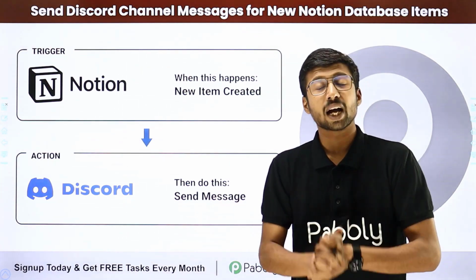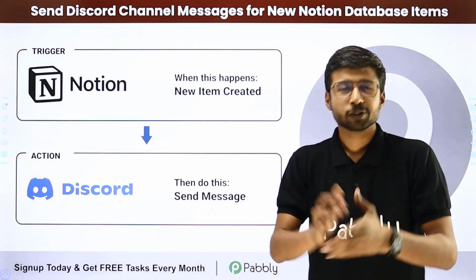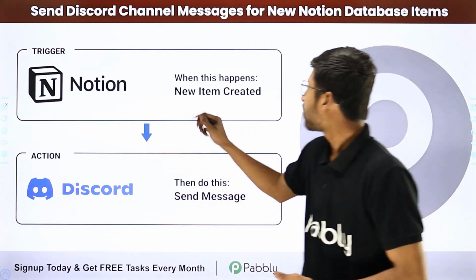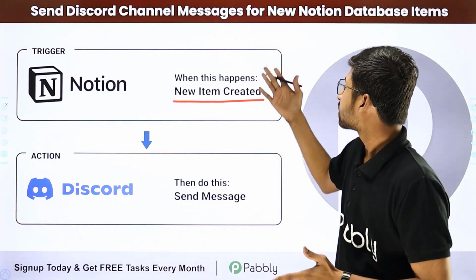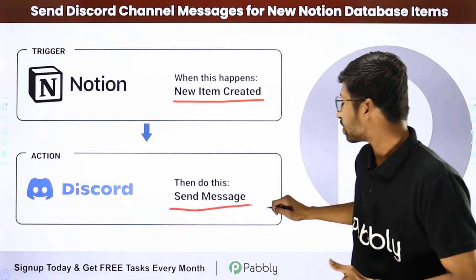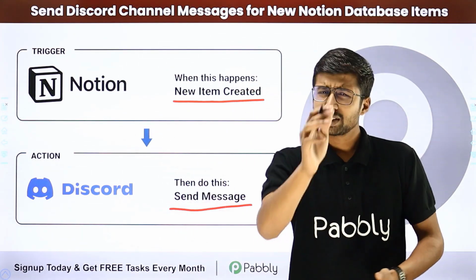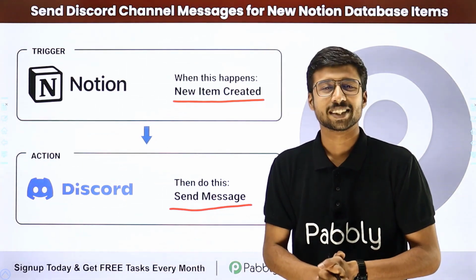So let me tell you, you can actually automate this complete process of updating team members on Discord. The trigger of this automation will be creating a new item in Notion. The action will be sending the same newly created item details as a channel message on our Discord channel. Now how can you set up this automation? To know this, you have to come with me to my screen.